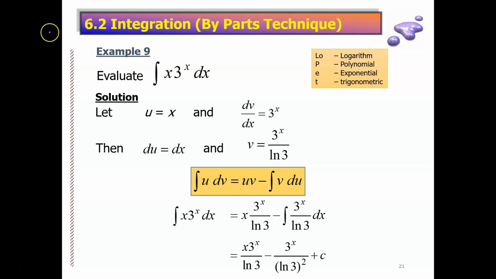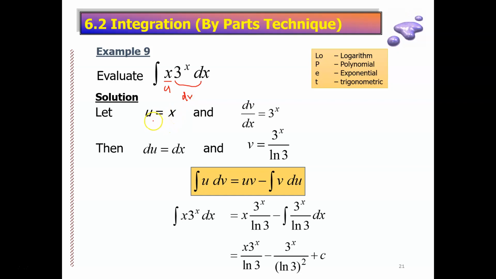Next is example 9. Evaluate x 3^x dx. So, now you have x as the polynomial. 3^x is the exponential term. This one is exponential kan, dia to the power. 3 ada power x. So we're going to choose u as x. This is our u. The remaining will be our dv. Ini akan jadi our dv.